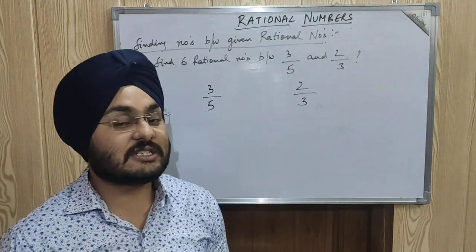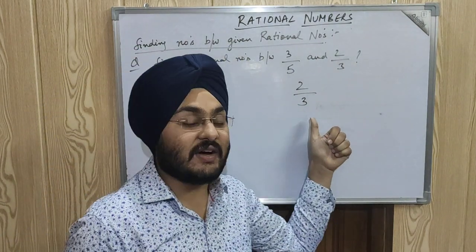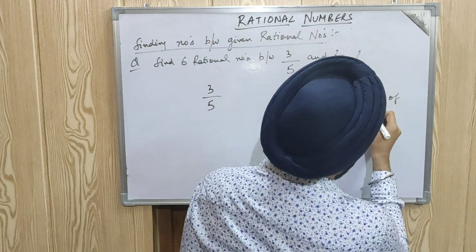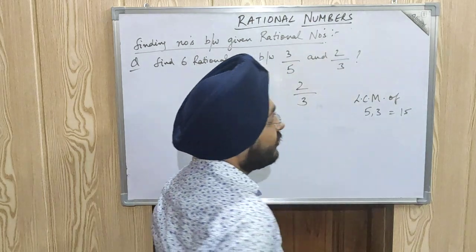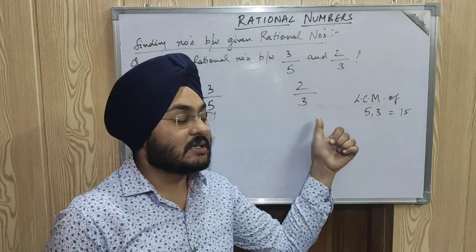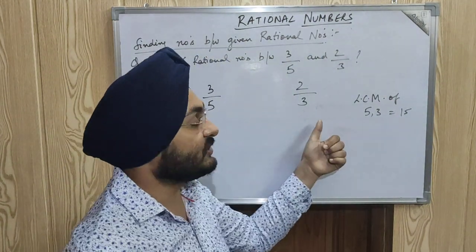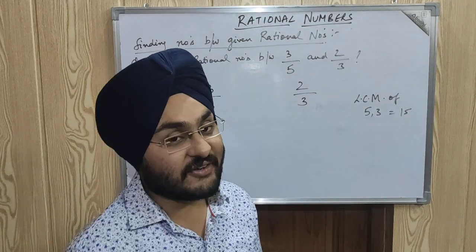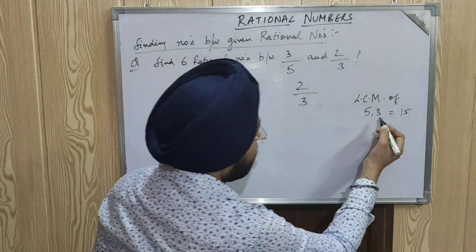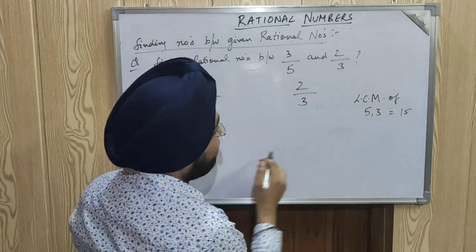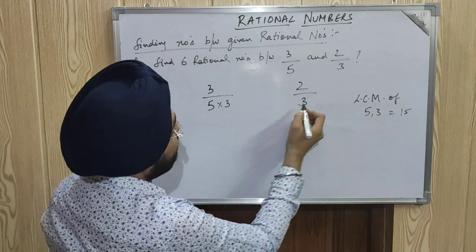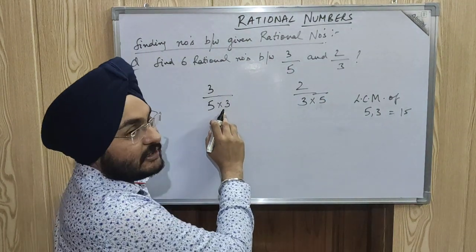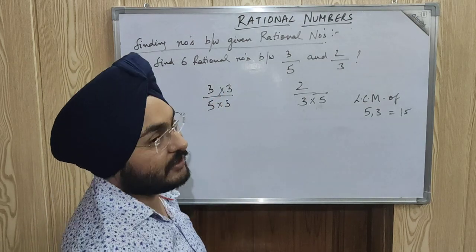So now the first step for this, take the LCM of 5 and 3. So LCM of 5 and 3 will be what? 15. Okay, so now make these denominators 15. How to make these denominators 15? Or basically I can say make these fractions like fractions. So how to make this? So 5 should be multiplied with 3 to make 15 and 3 should be multiplied by 5 to make 15. So if I multiply the denominator, I have to multiply with the numerator as well.